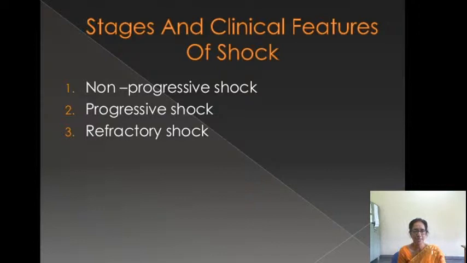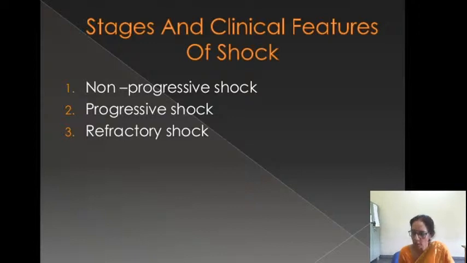So depending upon the stages of circulatory shock, it can be divided into 3 stages. First stage is also called as non-progressive shock. Second stage is called the progressive shock. And the third stage is called the refractory shock. So these 3 stages we will come to one by one. Today I am only going to talk about the non-progressive shock. Progressive and refractory shock, I will take up in the next class.